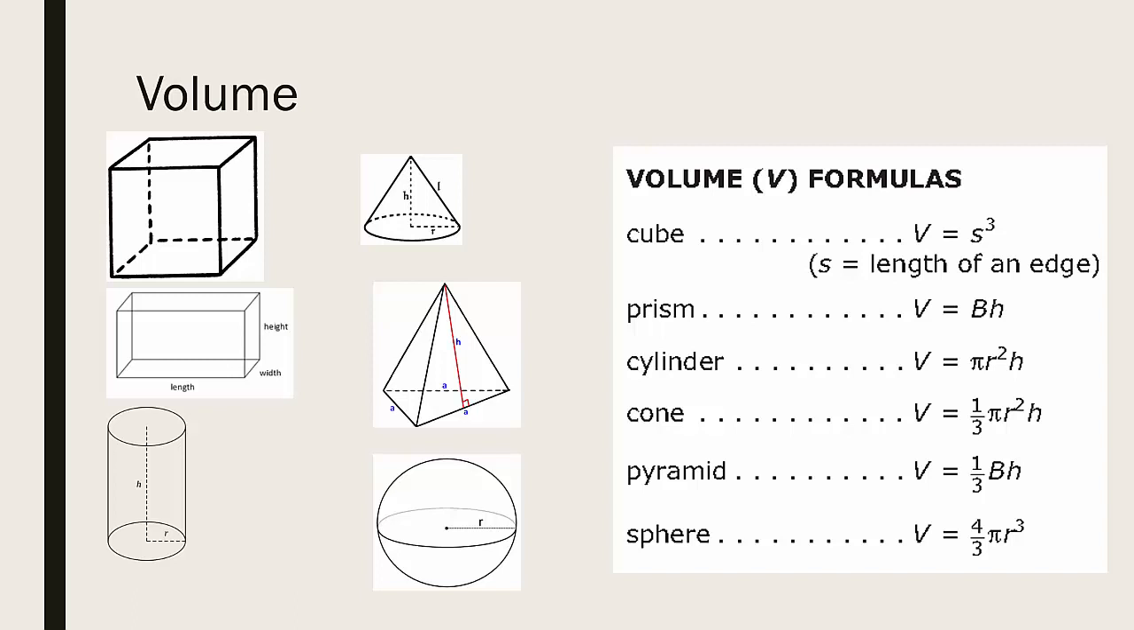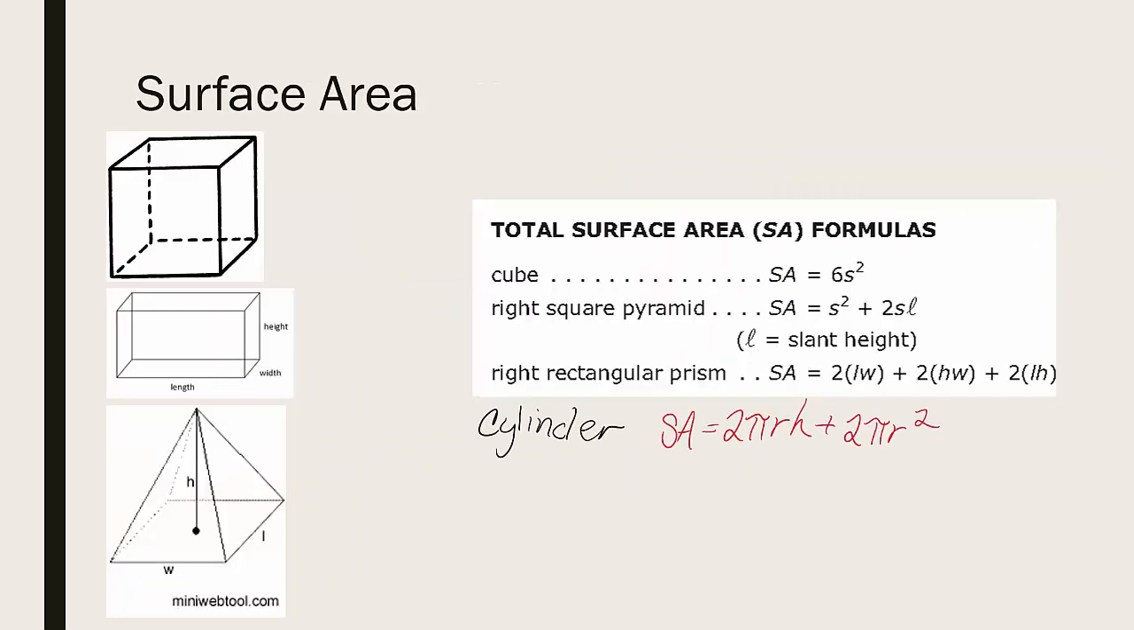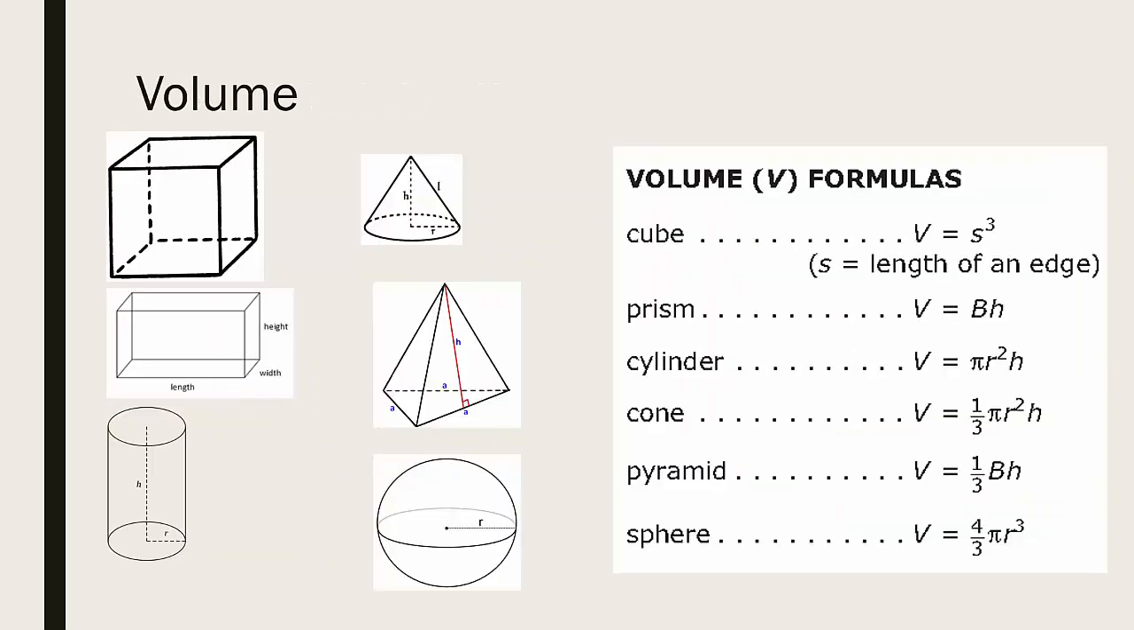All right. So this is a cube. We've got a cube. We got a cone. This is a prism. This is a pyramid. Sphere, cylinder.